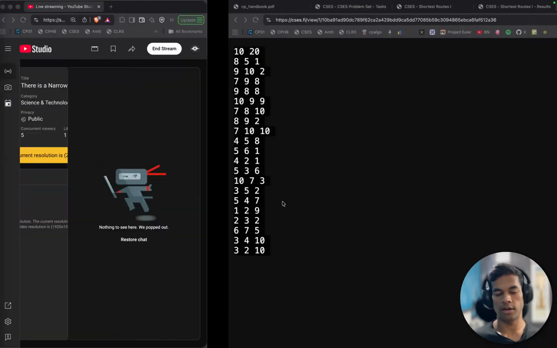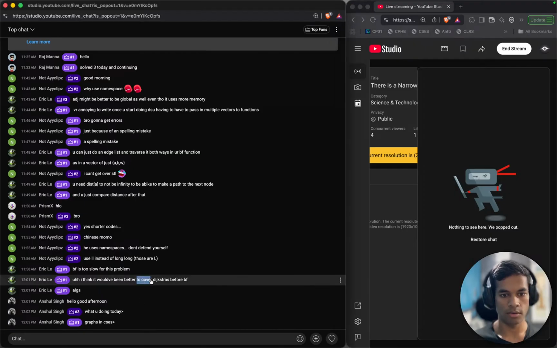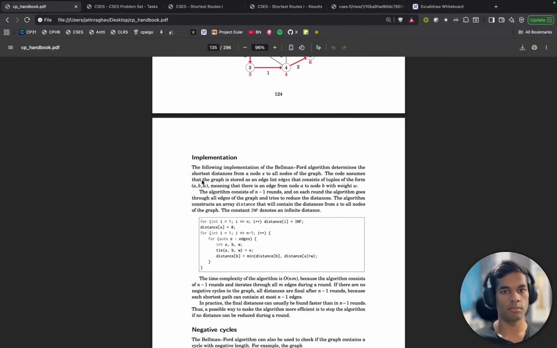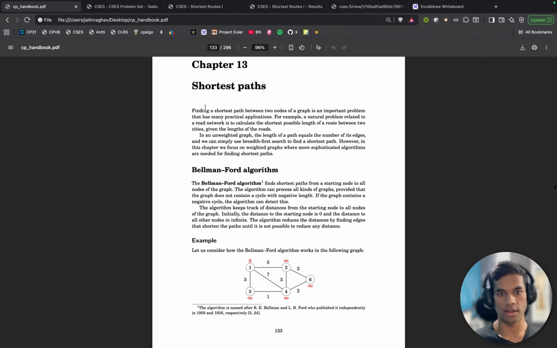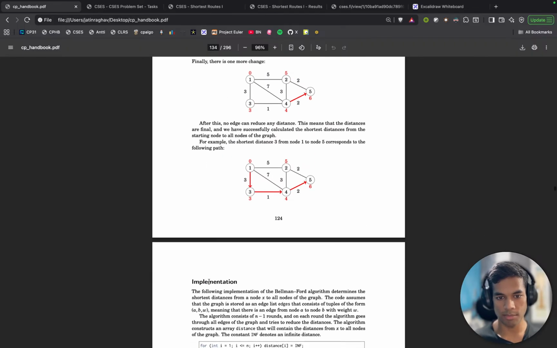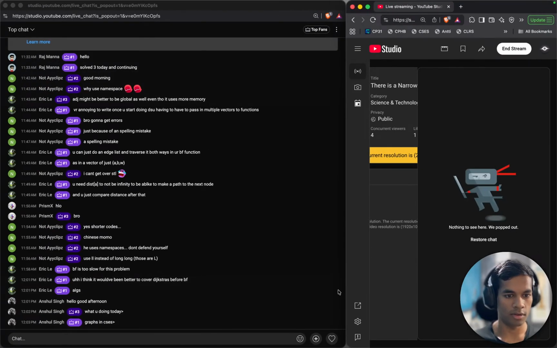0 nodes are connected to node number 1. So something is messed up. I think it would have been better to cover Dijkstra before Bellman-Ford. I just came to know about Bellman-Ford, and I was going through this order: shortest path, Bellman-Ford, and then Dijkstra. I haven't even read the implementation. I just read this, and now we are implementing this.